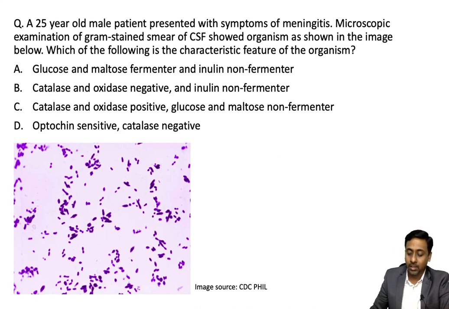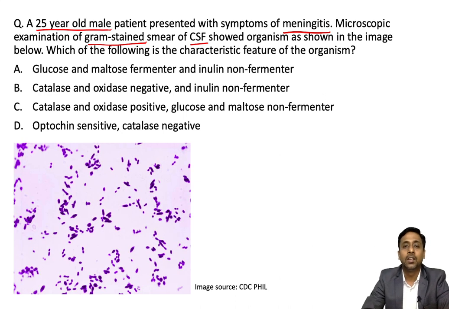So to find out the organism, first we see the disease. The disease is meningitis, okay, and they perform the gram staining of CSF, and also the information provided here is the age of the patient. So on the basis of these three pieces of information, we will find out the organism and then the correct feature or the characteristic feature of the organism.